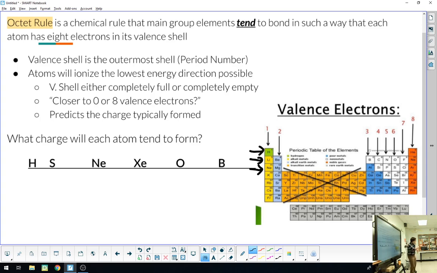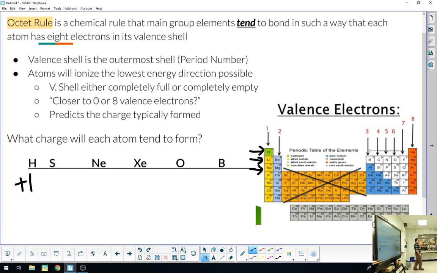How many valence electrons does hydrogen have again? 1. Is 1 closer to 0 or closer to 8? Closer to 0. So hydrogen will much rather prefer to get rid of that 1 electron rather than try to pick up a full shell. So if hydrogen prefers to get rid of an electron, what charge will it form? Positive. +1. Hydrogen tends to make a +1 charge.